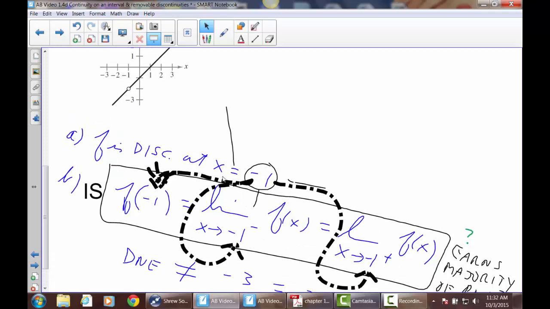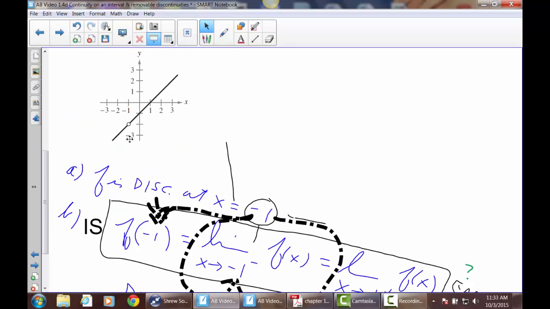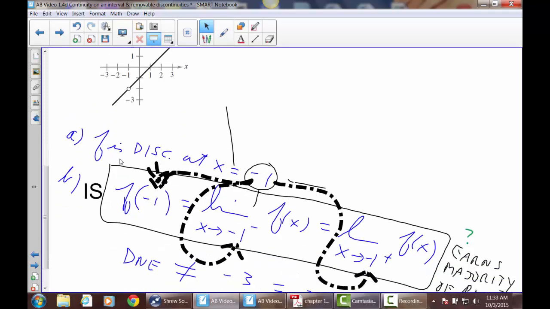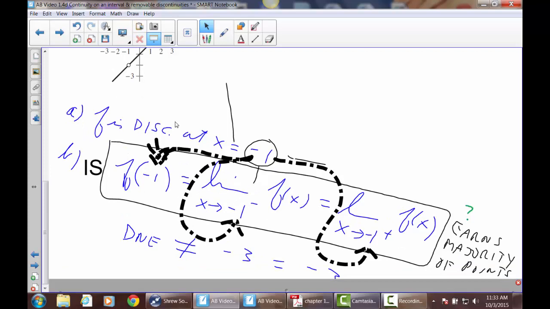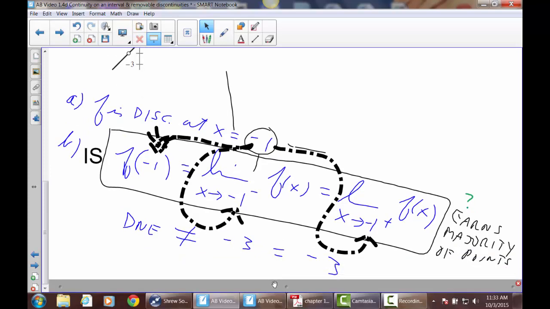So, as it turns out, of course, f of -1 does not exist. There is no point at all here where x equals -1. The limit as x approaches -1 from the left and from the right as well is this height of -2. And I don't know why I wrote -3. Isn't that interesting? So, let's just change that out and say -2.